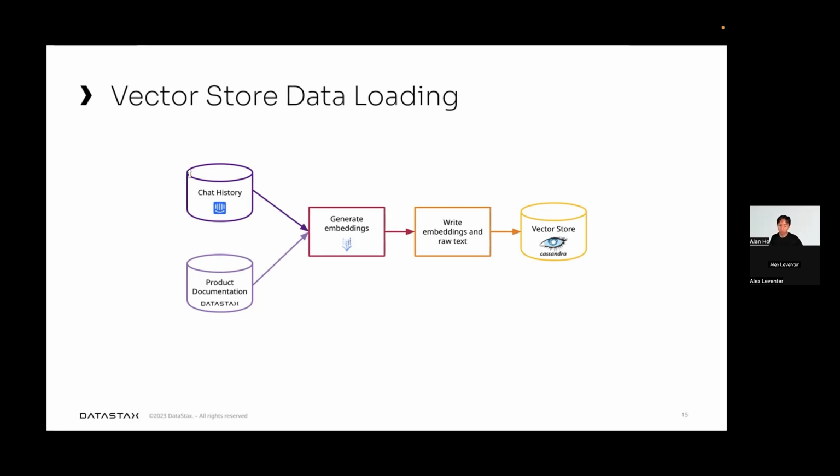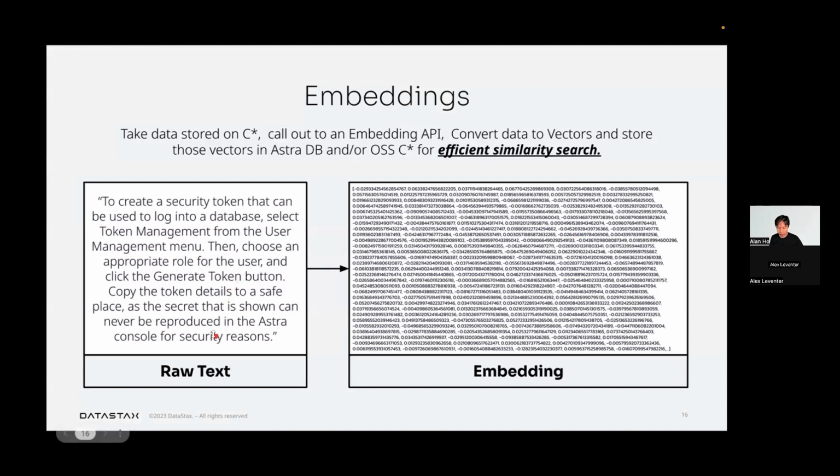And this is important not necessarily for finding the answer, because that information is in the product documentation, but it gives an example. This is also what we call few-shot learning of how to answer these questions. So we take this information, we generate embeddings, and then we write the embeddings and the raw text directly into the database. So what does the raw text look like?